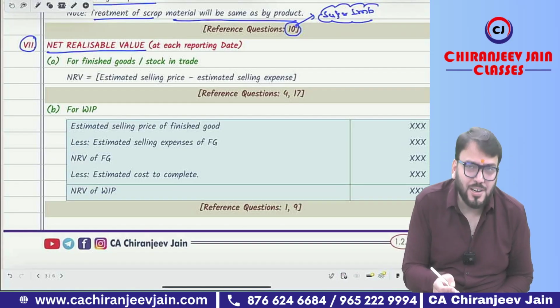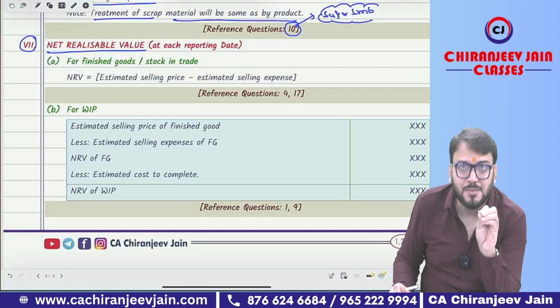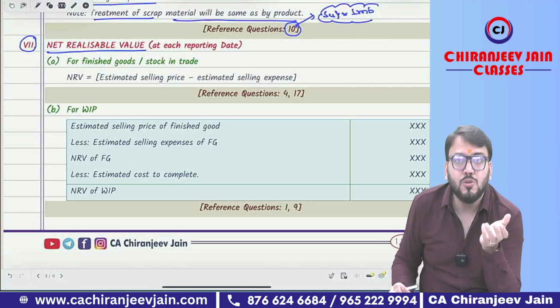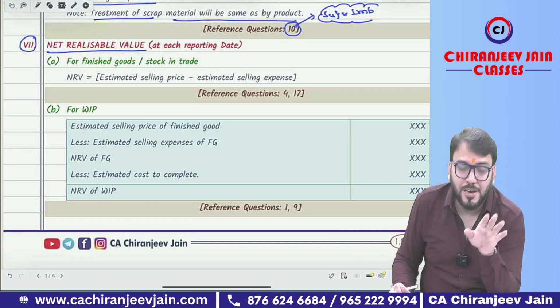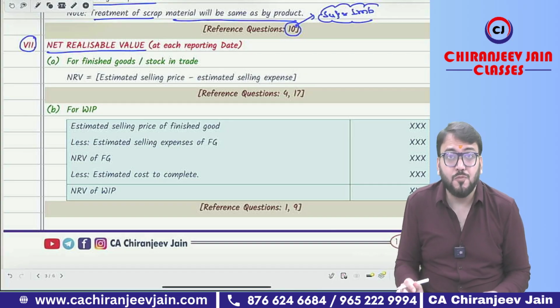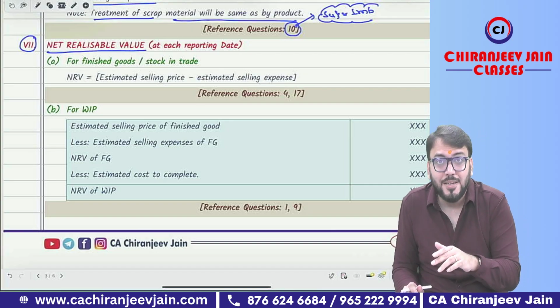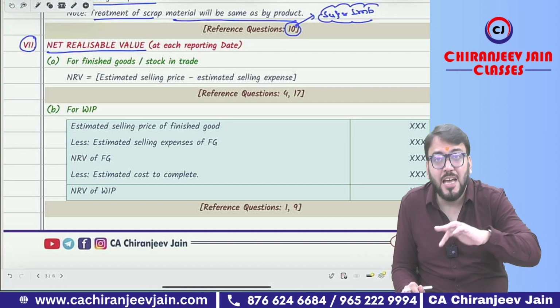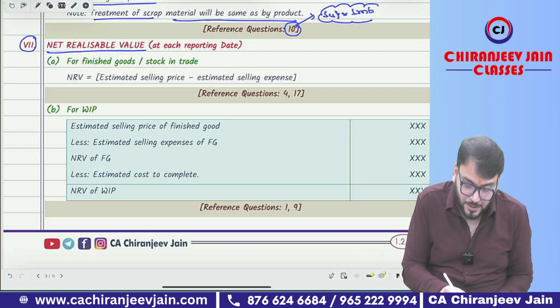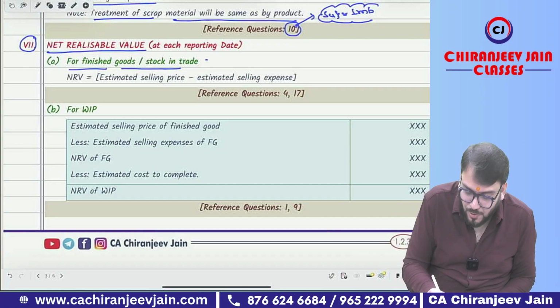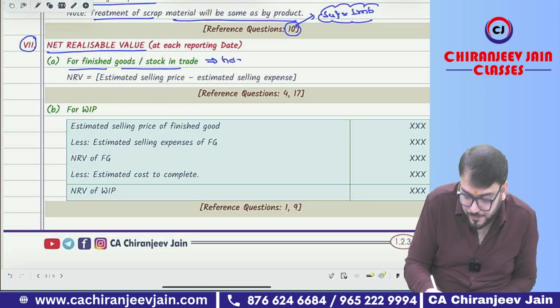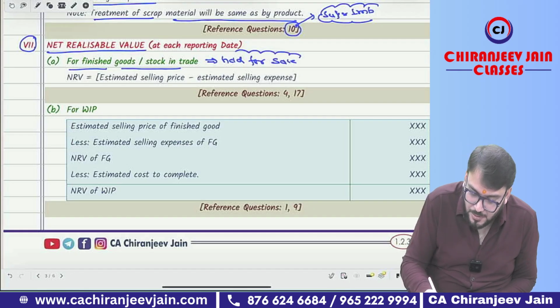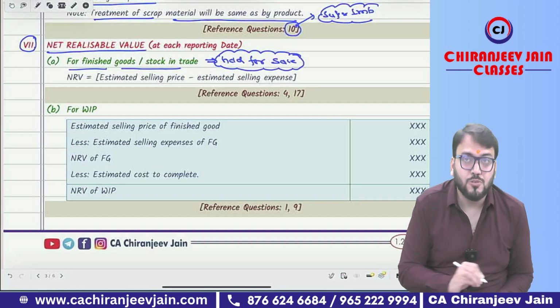Net realizable value. Already I have said NRV means estimated selling price minus estimated selling expense. Same thing we'll do for finished goods and stock in trade. So NRV we need to find out for finished goods, WIP and raw material. It means we need to do separate discussion for each. First we'll take finished goods or stock in trade. Why? Because they are held for sale in the ordinary course of business.